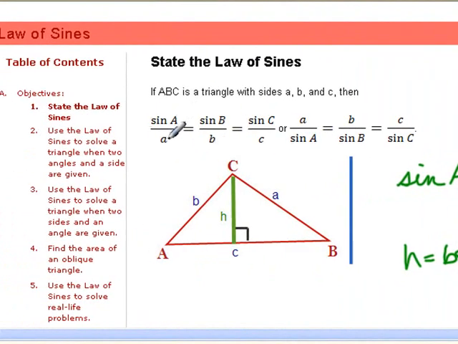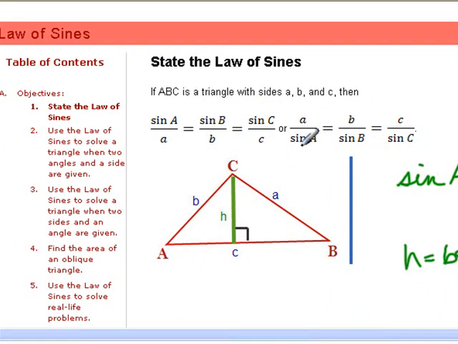It says sine A over a is equal to sine B over b is equal to sine C over c. Or I could divide by the sines and have the lengths in the numerator. Depends on which one I need to find. If I need to find the angle, I can put the angle in the numerator. If I need to find the side, I can put the side in the numerator.